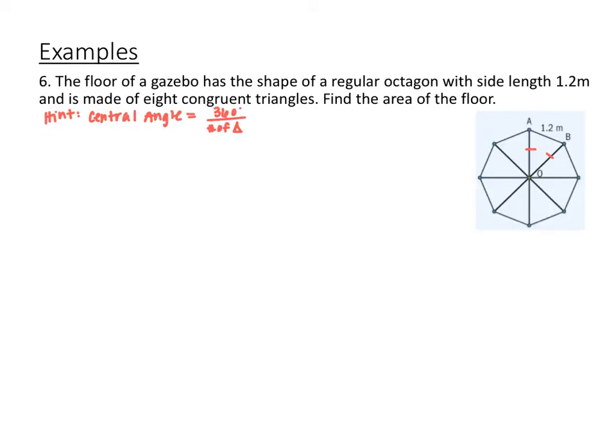So this next example, a floor of a gazebo has the shape of a regular octagon, so 8 sides, with the side length to be 1.2. If it's regular, that means all of these sides are congruent, and it is made up of 8 congruent triangles, and we want to find the area of the floor. So a hint for regular polygons, the central angle is 360 degrees divided by how many triangles you have. So go ahead and pause the video and try to find the area of this floor.